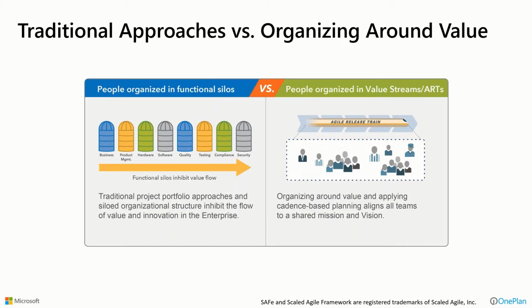In a more lean portfolio management approach, people are organized around the streams of value themselves. We apply these teams in a more dedicated and more self-sufficient way, with a shared mission and vision, and they get better in that specialization and application. We actually end up becoming more efficient in the way we apply resources and in our throughput and delivery.